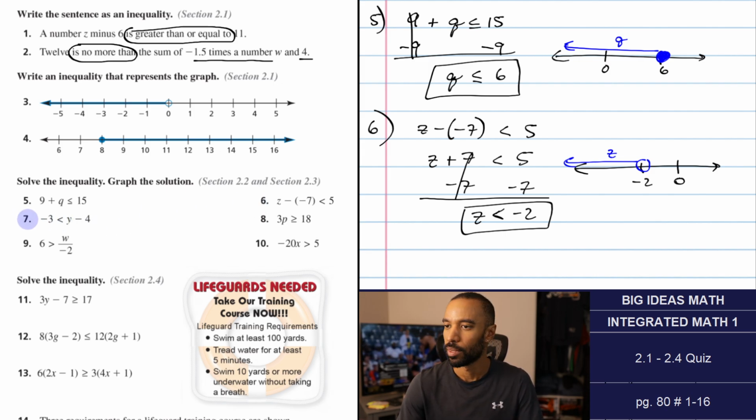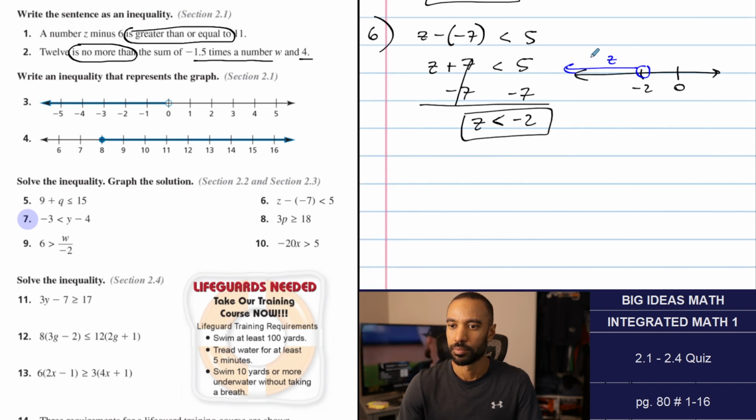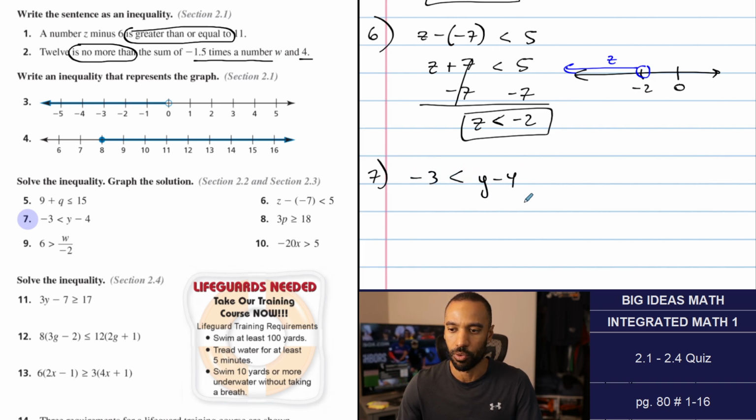That's correct. Now, number 7, we have subtraction this time when it comes to solving for y. It says negative 3 is less than y minus 4. I'm going to add 4 to both sides, and here we do get 1. Negative 3 plus 4 is 1. 1 is less than y.